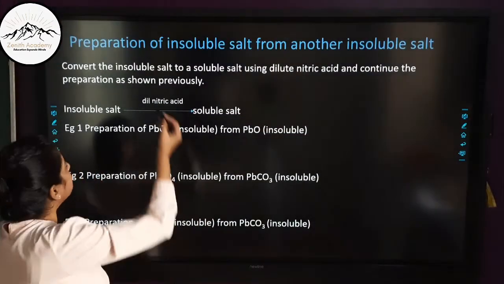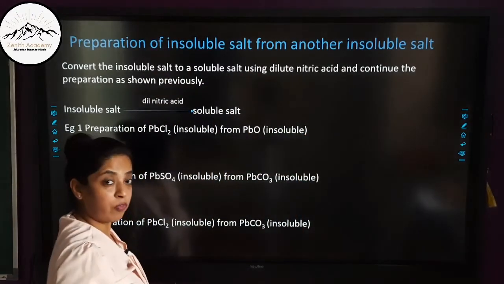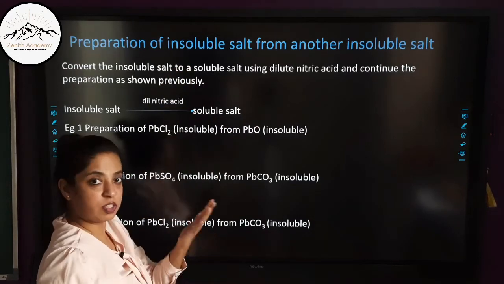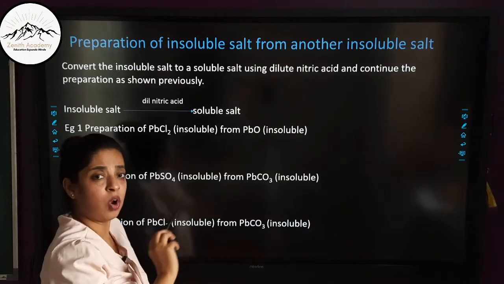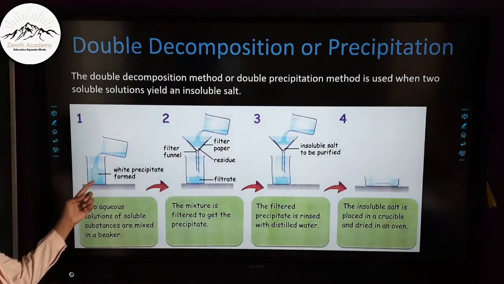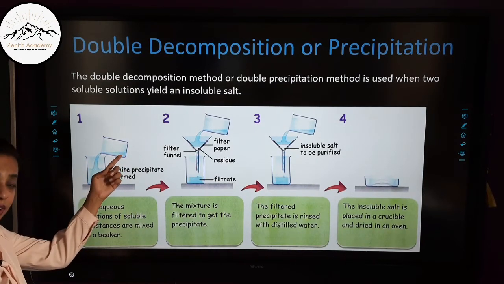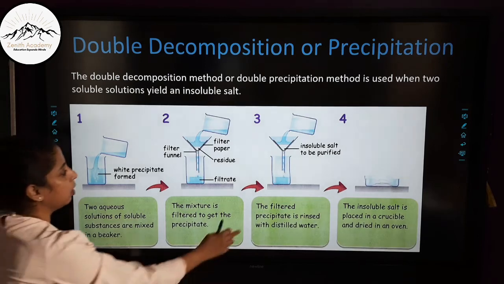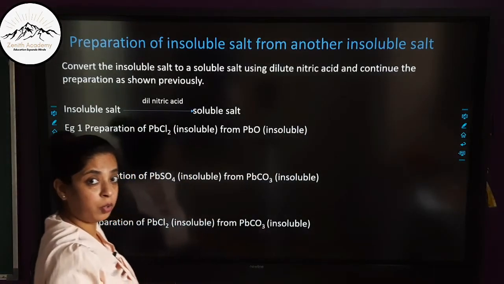Now the next method is preparation of an insoluble salt from another insoluble salt. So we have to prepare an insoluble salt which will precipitate out from another insoluble salt. See here what we have done. Here we have taken two salts which were soluble. That is why we could make a solution of them and then mix them. But here we have got an insoluble salt. So how to do this?